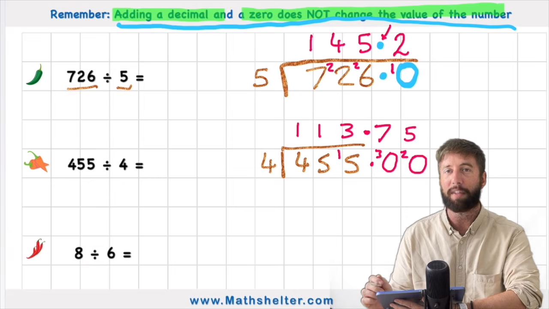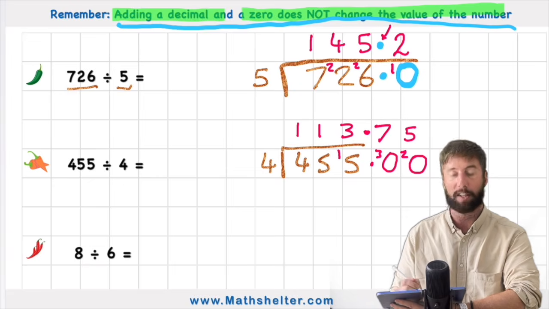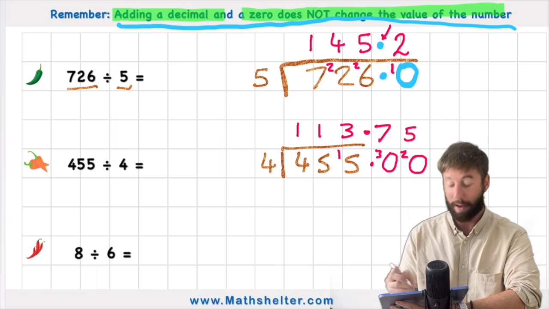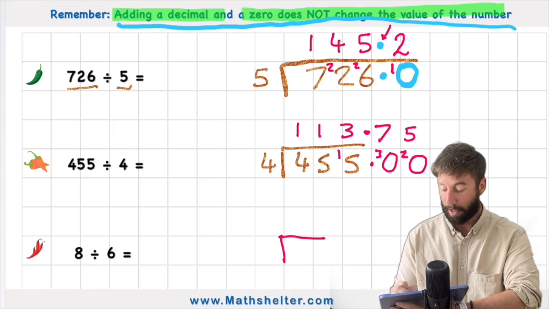Okay, but let's have a look if things get a bit weird. Let's have a look at this red chili challenge, which might look super easy because we've got really small numbers, but watch what happens in this example. So I have 8 divided by 6. So my dividend is 8, my divisor is 6. Let's begin. How many 6s are there in 8?